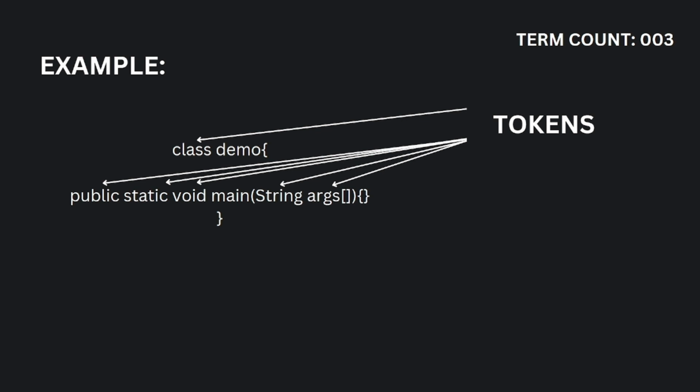We have a class and we have a main method. Now, every single word in this skeleton of a program that we see is called a token because every single word can be understood by the compiler, whether it be class, public, static, void, or main. Every single word is identifiable by the compiler, and that's why it's called a token. All of these terms as a whole we'll call tokens.